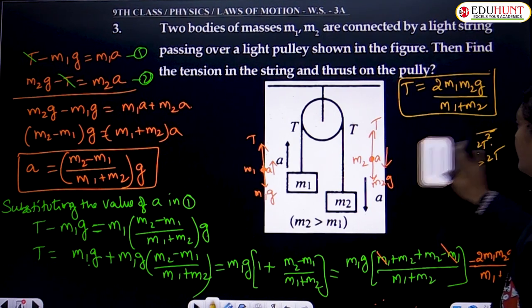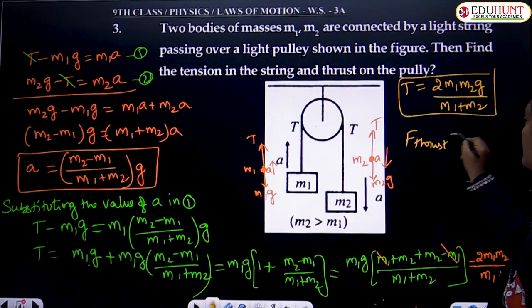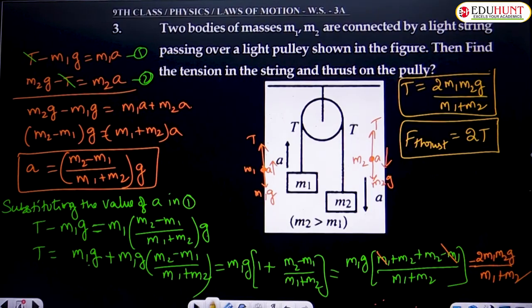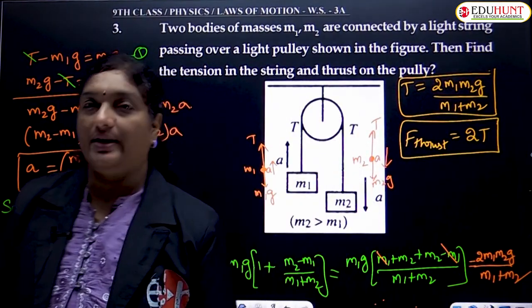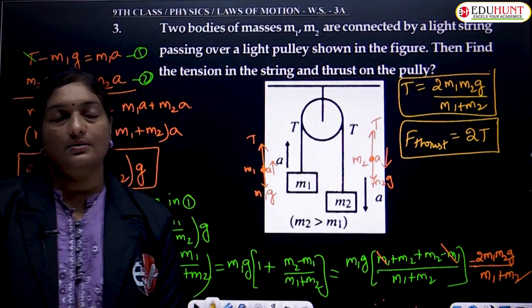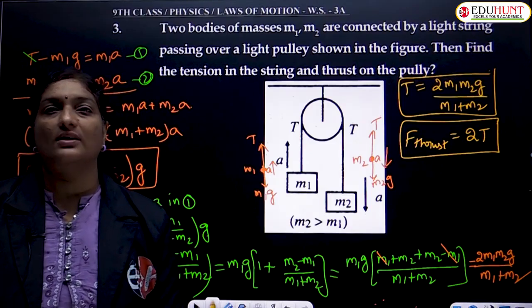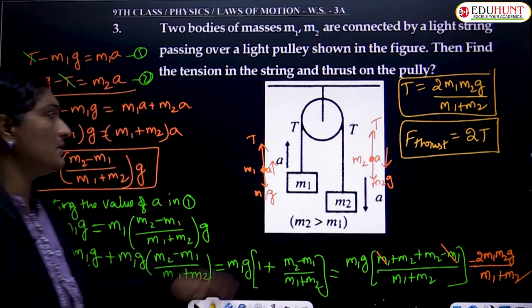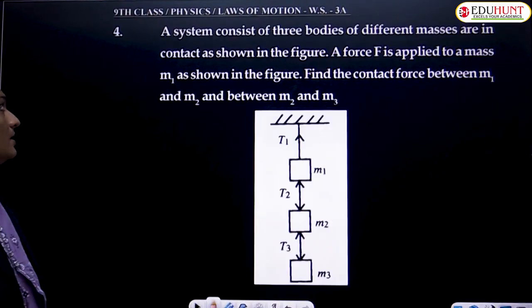So what is the resultant, children? The resultant thrust acting on the system is equal to 2 times T. When the angle between the two vectors is 0 degrees, the resultant equals the sum of the two vectors. The sum of the two vectors is T plus T, that is 2T. So that is the thrust acting on the pulley. What does thrust mean? The total force acting on the pulley. So what is the total force, children? 2T. These are the two results which we needed to find out. Now moving to the next question, question number 4.